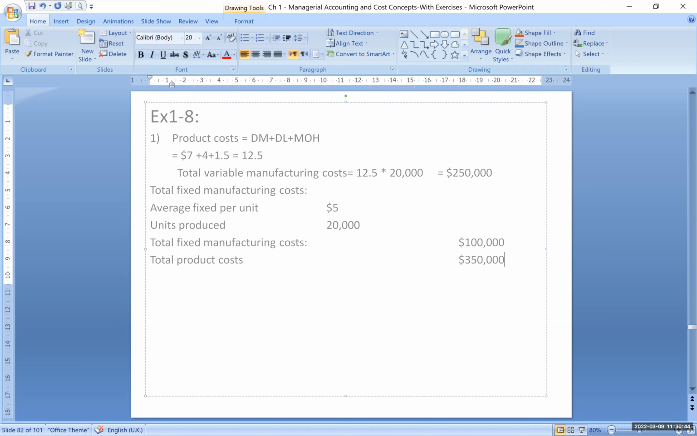$350,000 includes the variable manufacturing costs and the fixed manufacturing costs. Okay, the total product cost is equal to $350,000. Note that the average fixed manufacturing overhead cost per 1 unit is 5, is valid for only one level of activity, which is 20,000 units produced.